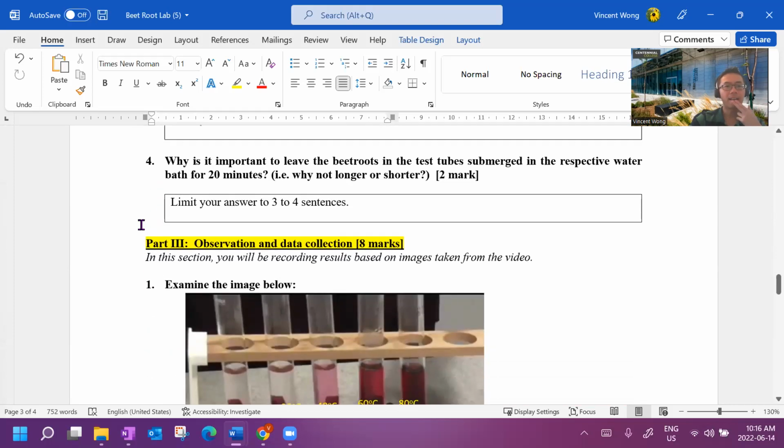And other than that, I think this is another one that people have trouble with. In the video, when you watch it, you will put it in the water bath for 20 minutes. Make sure you explain why we do it for 20 minutes. Why not do it for 10 minutes? Why not do it for 30 minutes, right? What's the consequence of that? If I do it for 30 minutes, is it going to affect the results? Or if I do it too short, is that going to affect the results, right? You must explain that.